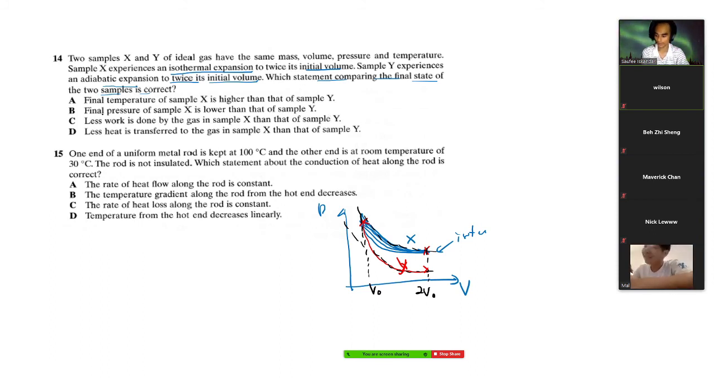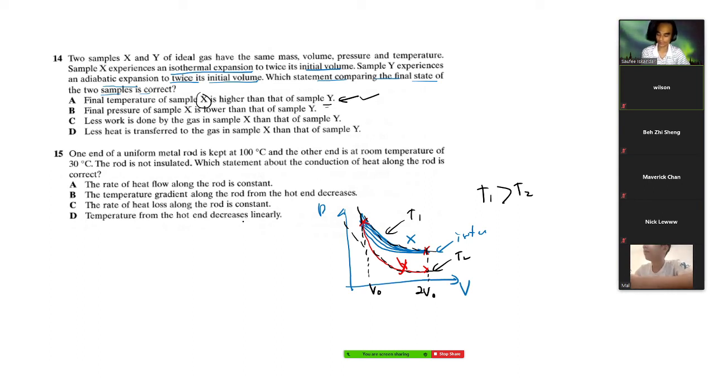So the answer is A. The final temperature of sample X is higher than sample Y. This one will be the answer. Of course, you can see that this is T1 and this one will be T2. T1 is bigger than T2 because it is much higher than T2 on the curve.